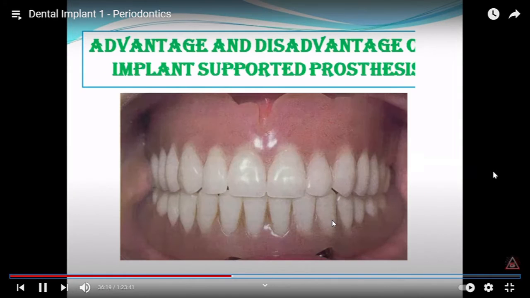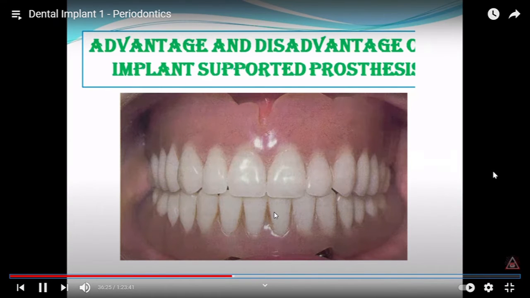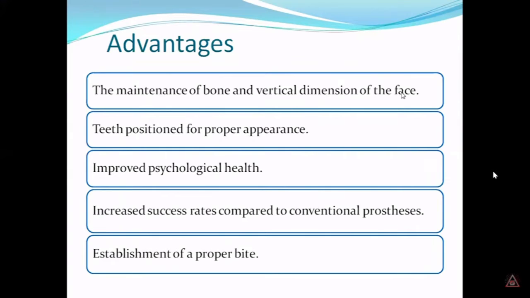Last for today is advantages and disadvantages of implant supported prosthesis. So what are the advantages and disadvantages? So advantages are more. So if you place implant after extraction of tooth, the maintenance of bone and vertical dimension of face. So you can maintain the bone buccally as well as vertically.